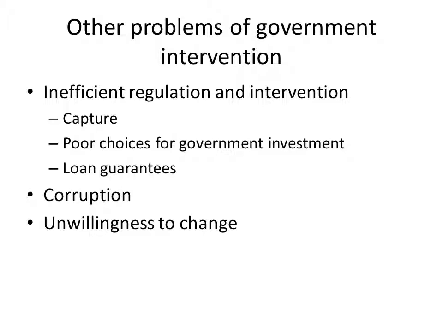What are the other problems of government intervention? Well, one's inefficient regulation and intervention. They make rules that really don't make any sense. They really have very little value. If you try to harken back to what we've said earlier in the course, we talk about marginal costs and marginal benefits. Oftentimes, government passes regulation that literally have no benefits whatsoever, but there are definitely marginal costs that government has to pay. And they just simply don't make any sense.